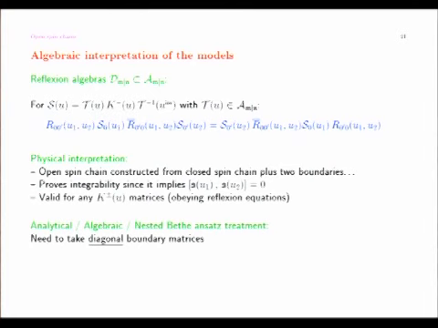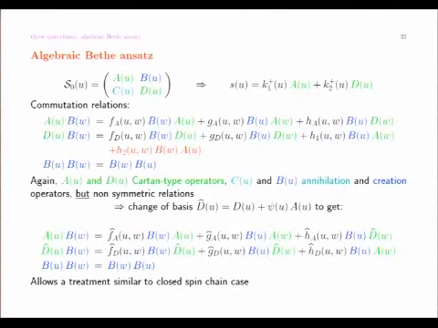For the algebraic or the nested Bethe ansatz, you need to take diagonal boundary matrices. It's not within the construction of the monodromy matrix, but it's forced. You are forced to do this to do the algebraic Bethe ansatz. So I will restrict to this case.